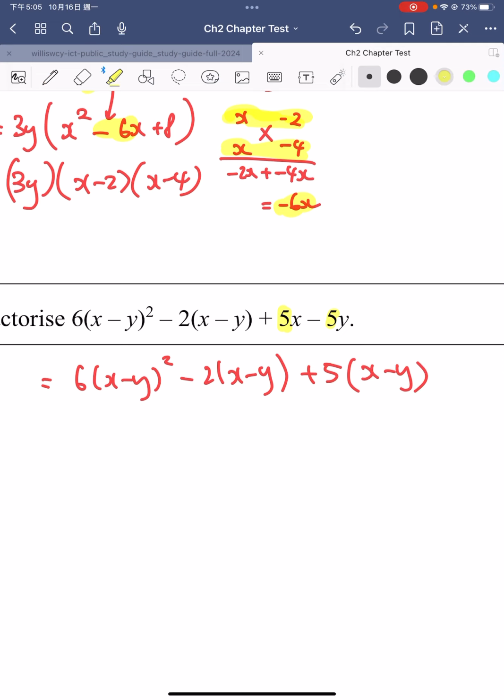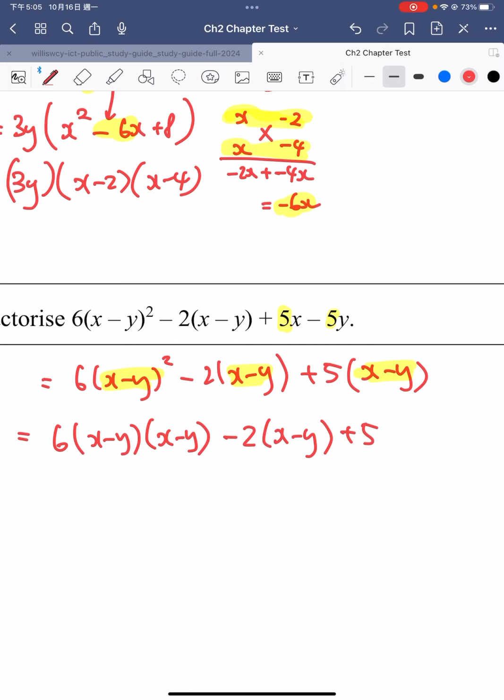So now we can see that the x minus y is actually the common factor as well. So something squared, we just write it again. We can write it as 6 times x minus y times x minus y again, then minus 2 times x minus y plus 5 times x minus y. So now we take out the common factor, x minus y.